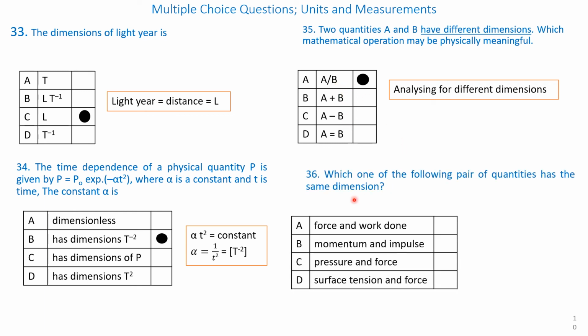Question number 36. Which one of the following pairs of quantities has the same dimensions? A, force and work done. B, momentum and impulse. C, pressure and force. D, surface tension and force. You have to remember that momentum and impulse have the same dimensions, M L into T to the power of minus 1. Therefore, you mark option B as the correct answer.